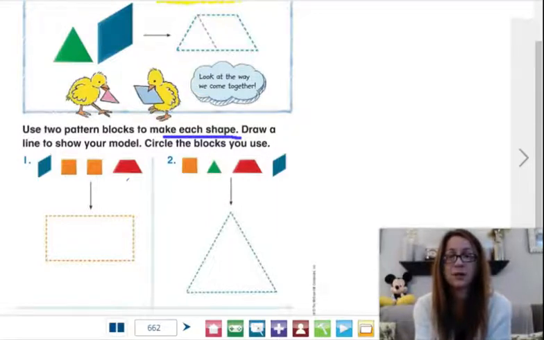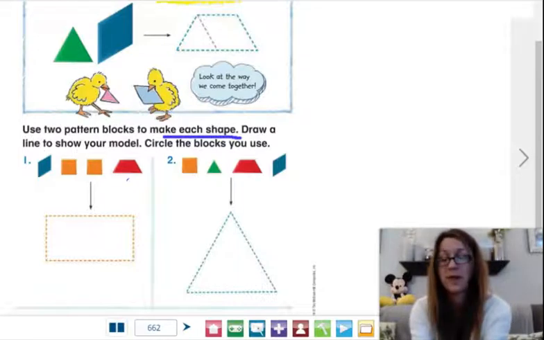So we're going to use 2 pattern blocks to make each shape. So we're going to draw a line to show our models and then circle the blocks that we're going to use. Let's look at number 1. Number 1, the composite shape that we are making is a rectangle. So here are our choices to choose from.